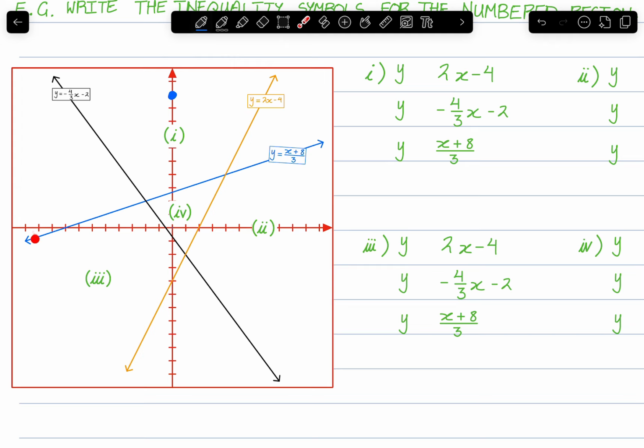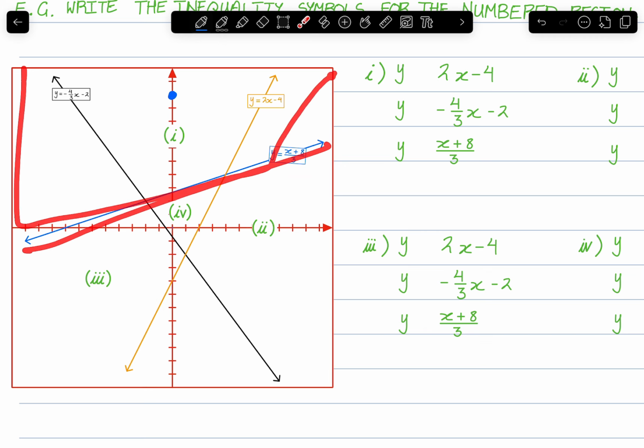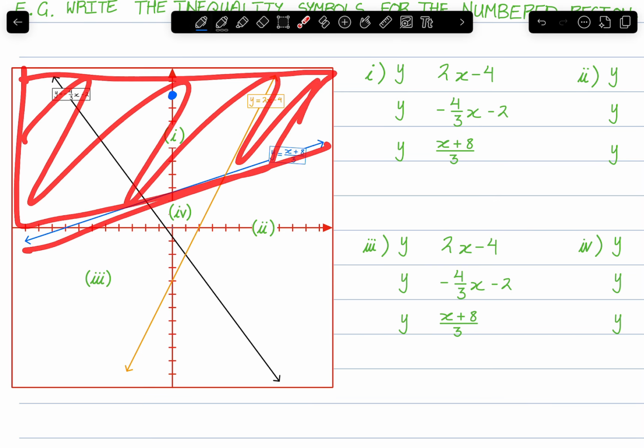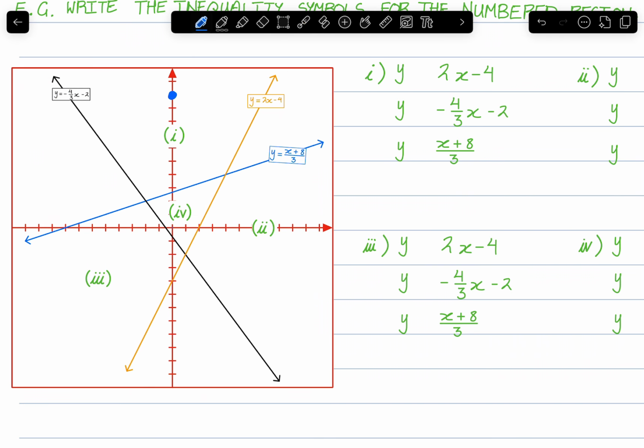So testing this line, we are shading this region, so that is above. Now all of these are solid lines, so I'm going to leave it as greater than or equal to. So we're done with that point.